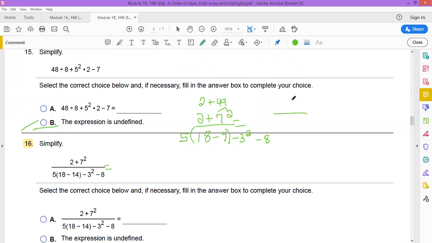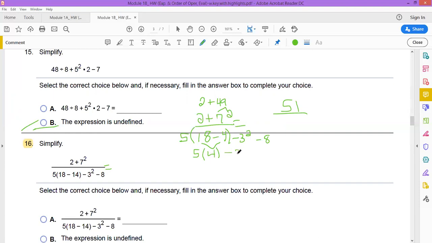That gives us 51. Now in our denominator, we want to start with our parentheses. 18 minus 4 gives us 4 in parentheses. Carry down the 4 and the 5 that's in front of the 4.